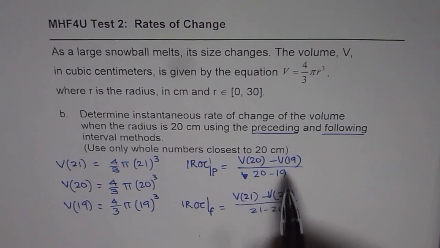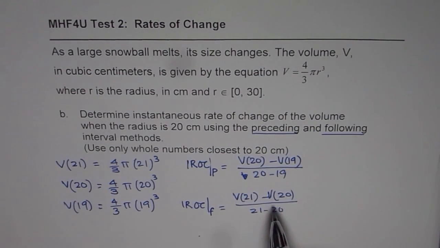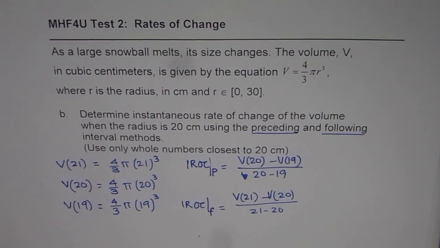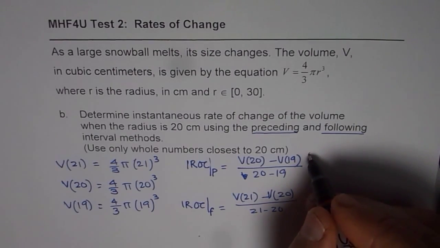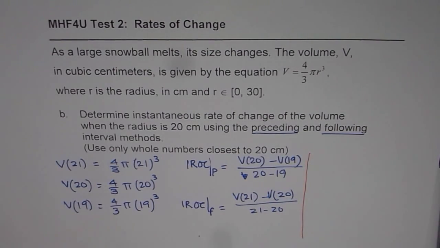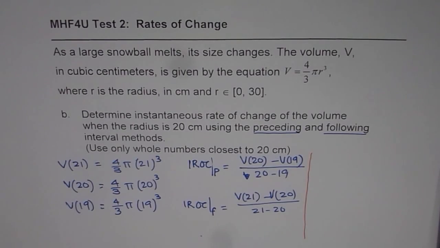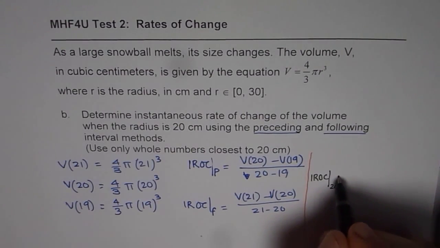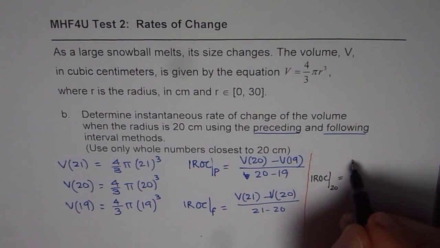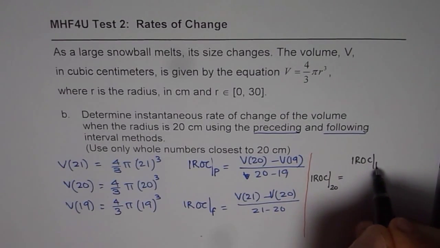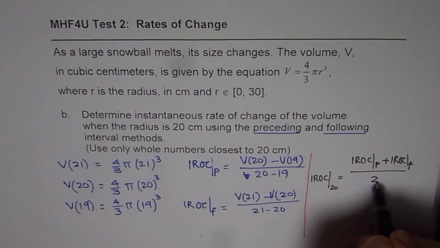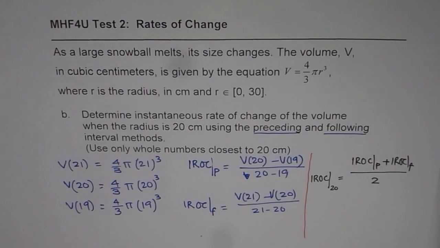Once you have calculated these values using your calculator, you can find the instantaneous rate of change at 20 by getting the average value of these two, right? You have to do all these calculations; I'm not doing it here. Now your answer, in this particular case, you will write instantaneous rate of change at 20, when the radius is 20, equals the average of these two. That means instantaneous rate of change preceding plus instantaneous rate of change following, divided by 2.